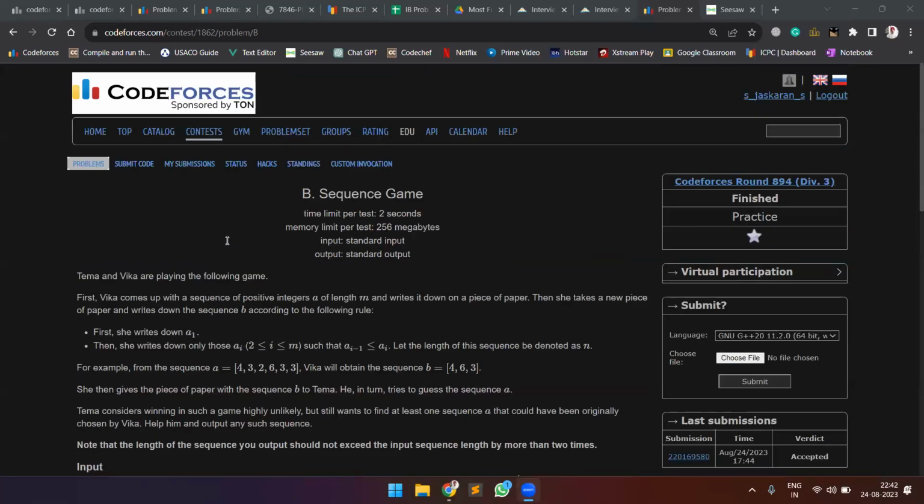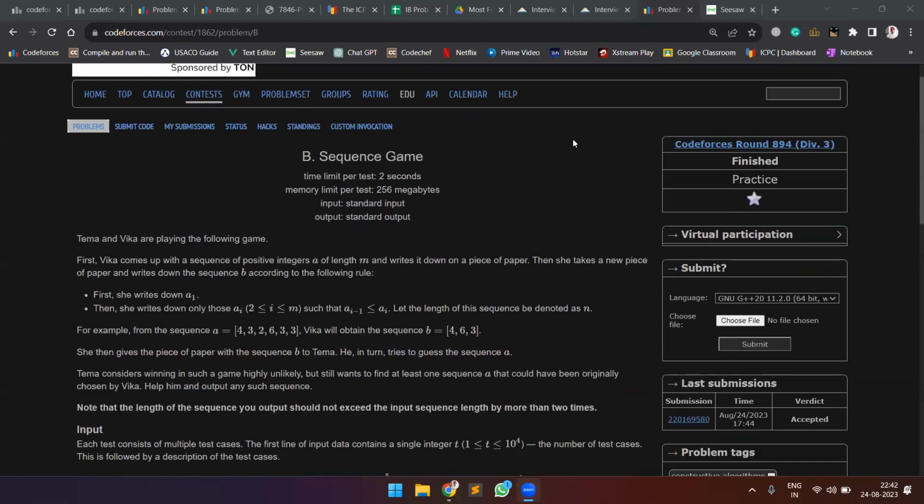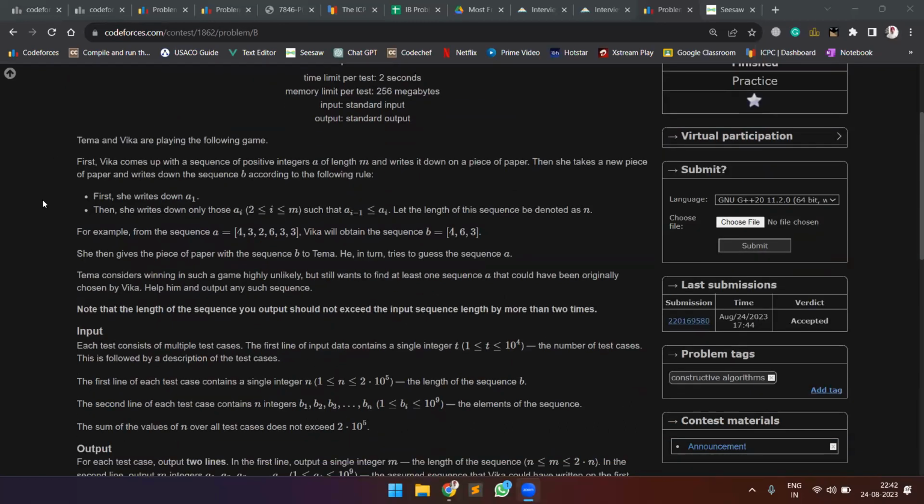Hello, Priyank. We'll be discussing till the last problem, G. So this is the second problem. Here, a list of numbers is given. A sequence of positive numbers of length m is given.